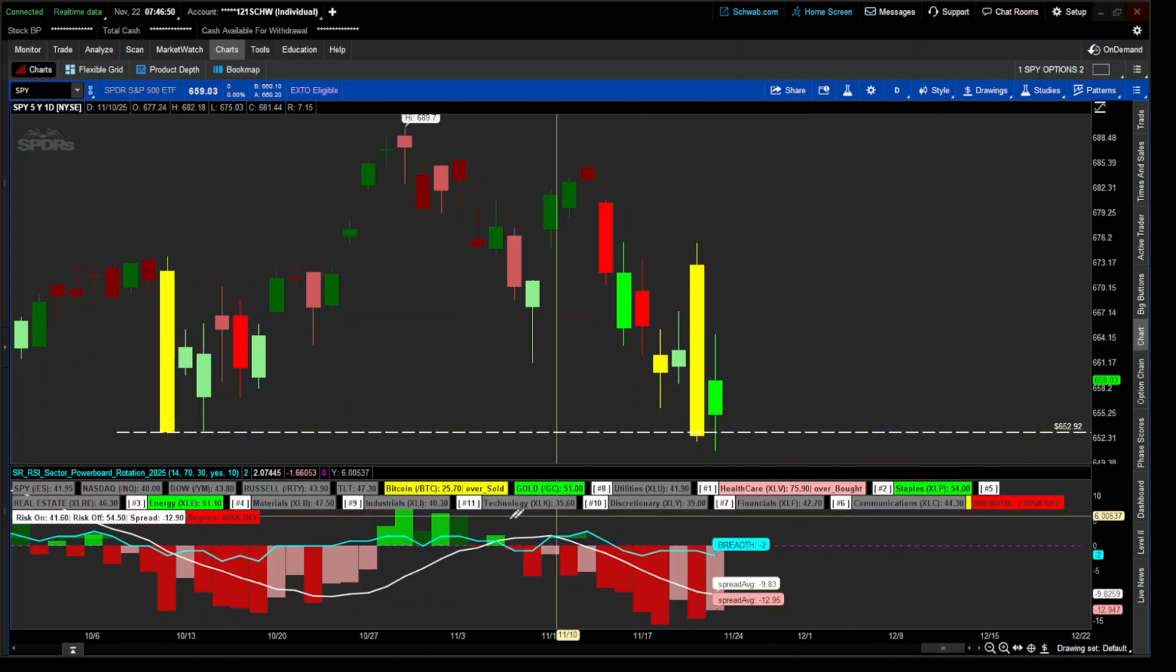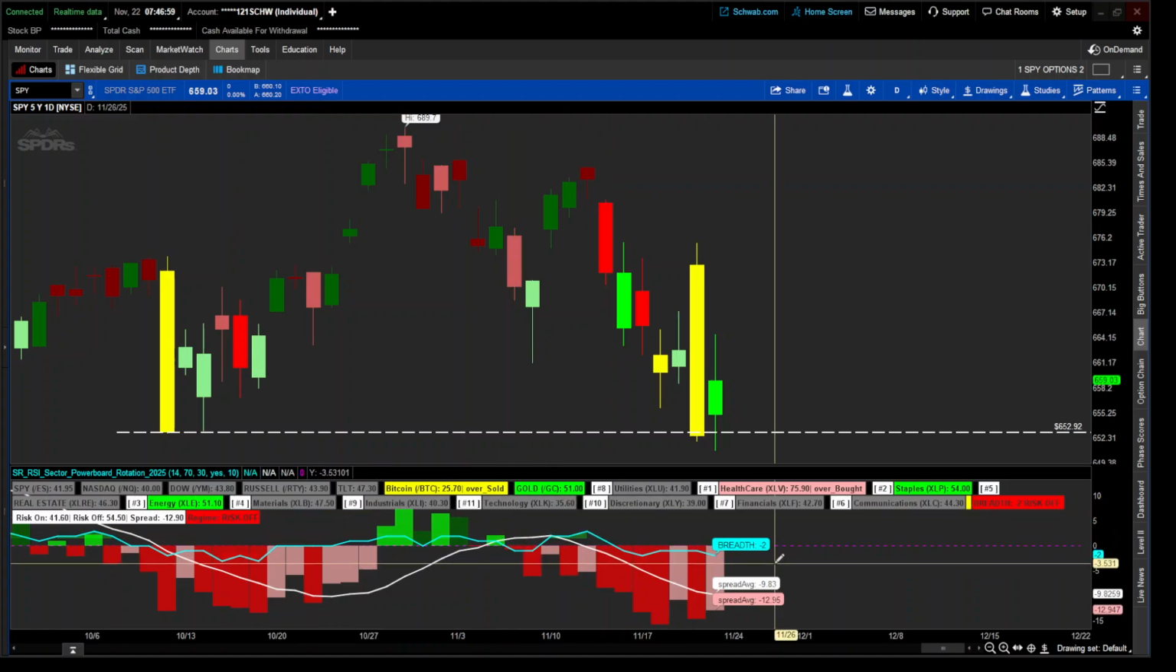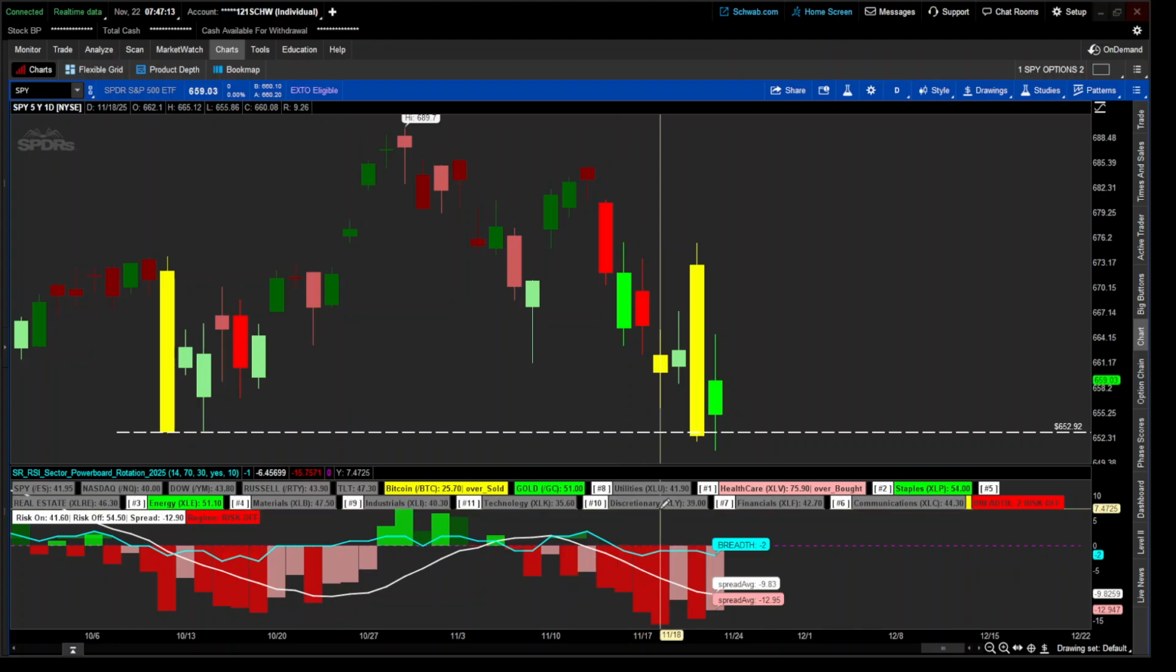But for the most part, it's just an RSI for those groups, and then it gives you a ranking system as well. So it ranks which ones are the strongest. Number one right now is healthcare. You have staples coming in second, and I was looking for number three, but you have energy as number three right now on the RSI board.